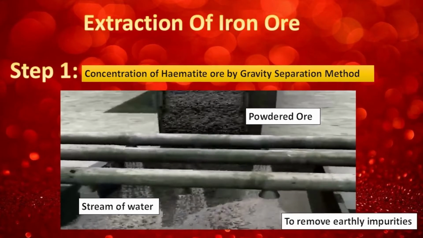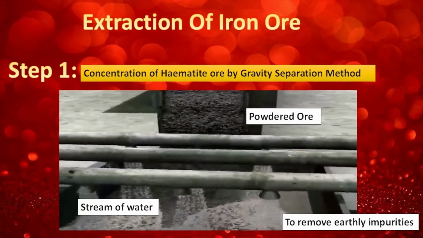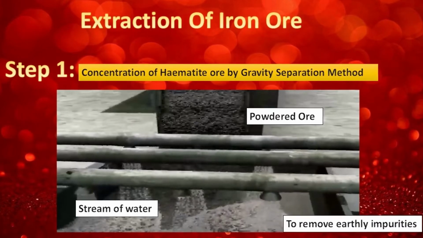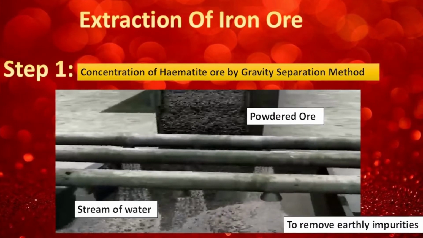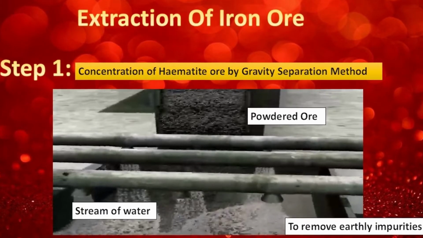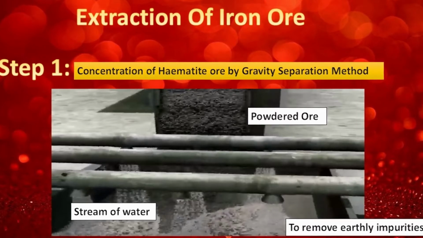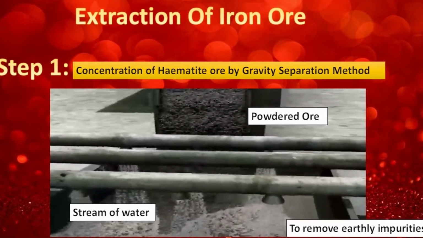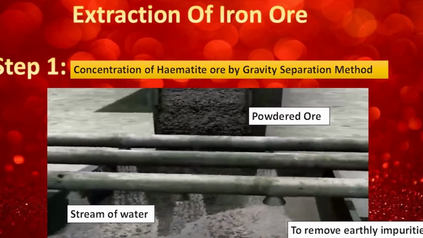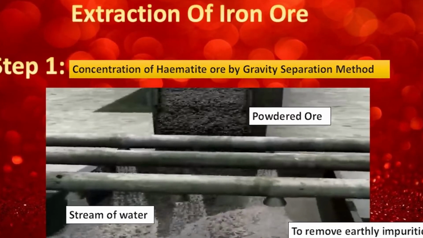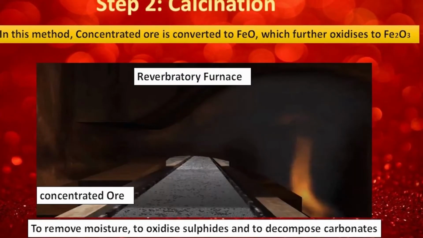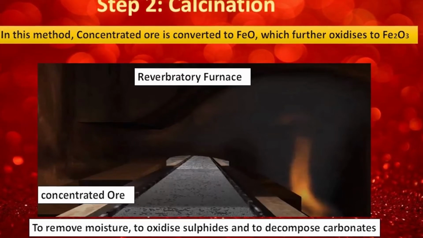We are going to extract iron from its ore, namely hematite. The chemical formula of hematite is Fe2O3. The first step involved in the extraction process is the concentration of hematite ore. To concentrate hematite ore, the powdered ore is washed with a stream of water. When we wash, the lighter earthly impurities will get washed away along with the water and the heavier ore will settle down. The concentrated ore is then subjected to a process, namely calcination.